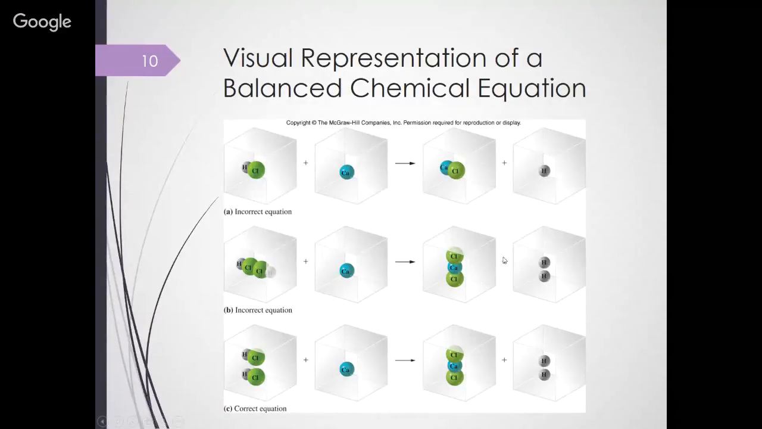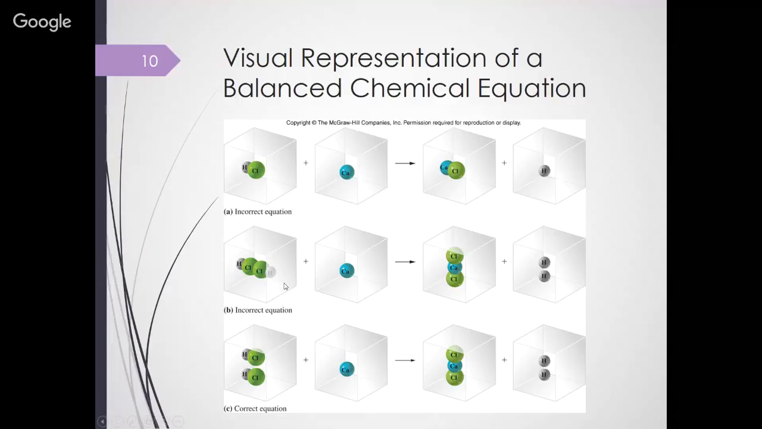So down here, we have clearly identified the correct products. However, we have changed our subscripts to balance what we have over here. And this is saying we have an H2Cl2. That's not how hydrochloric acid looks. This is a completely different compound.